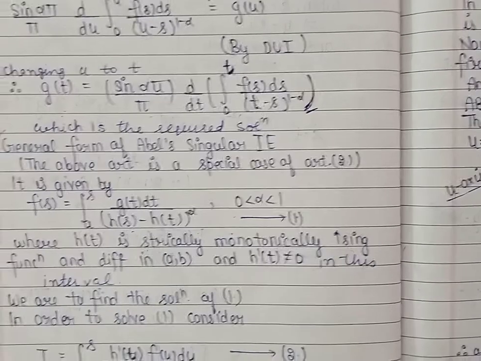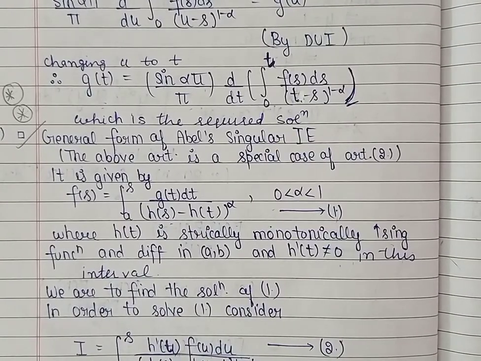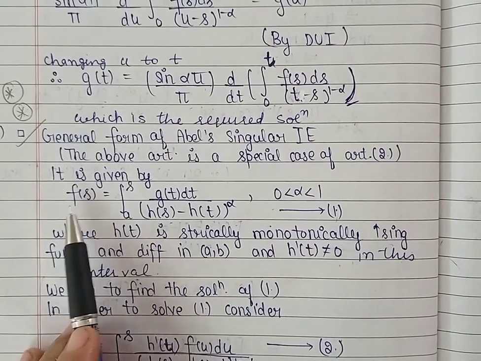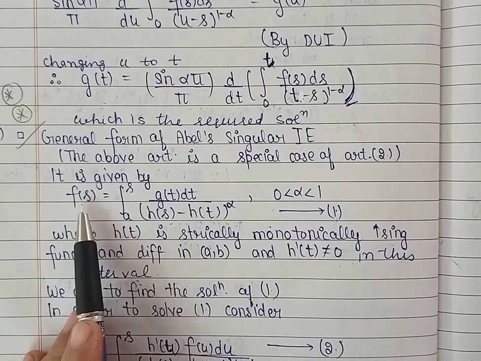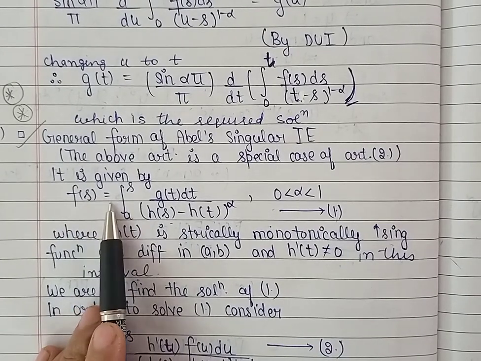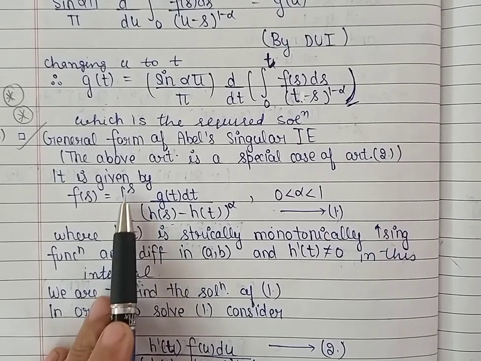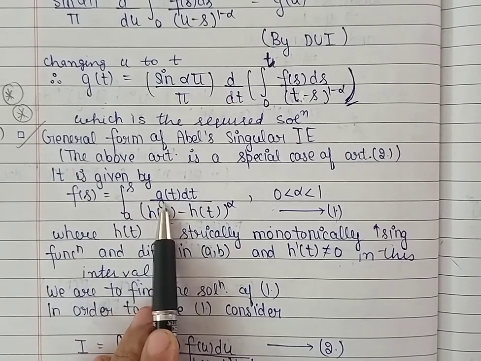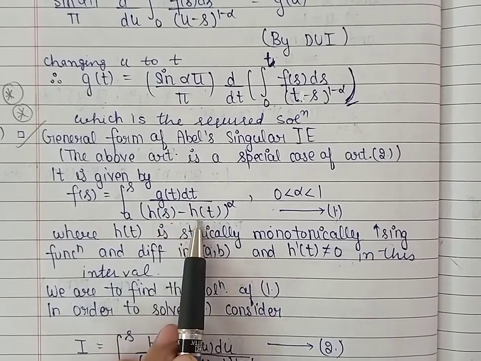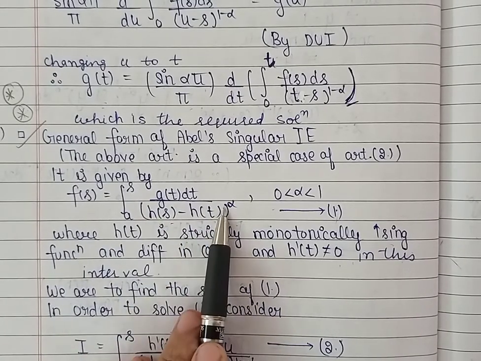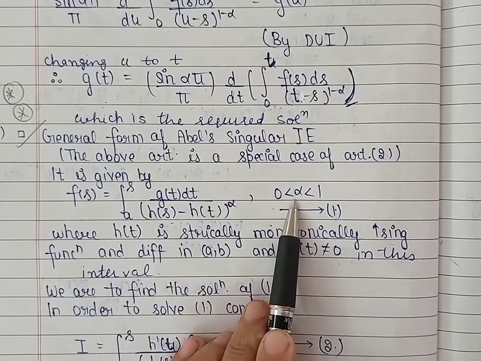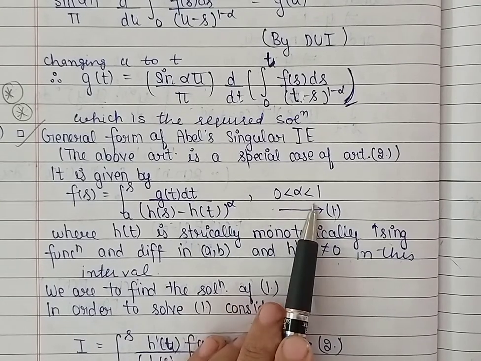Good morning, students. Today we will find the solution of the general form of Abel's singular integral equation. The general form of Abel's singular integral equation is given by F(s) is equal to the integral from a to s of g(t) upon (h(s) minus h(t)) whole raised to the power alpha, where alpha lies between 0 and 1.